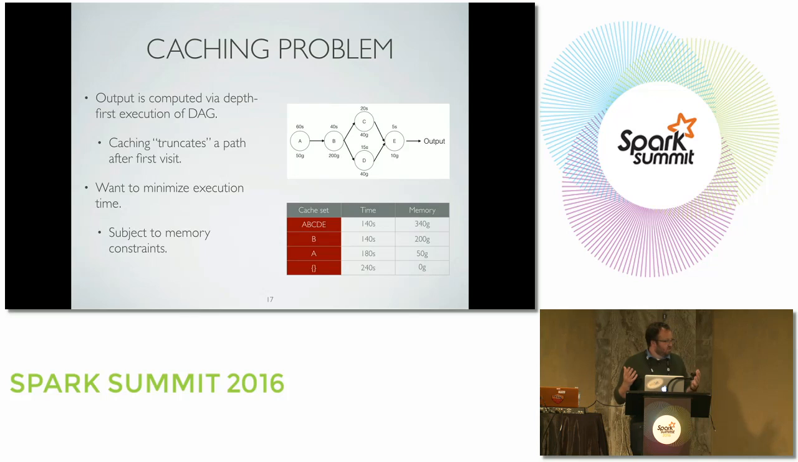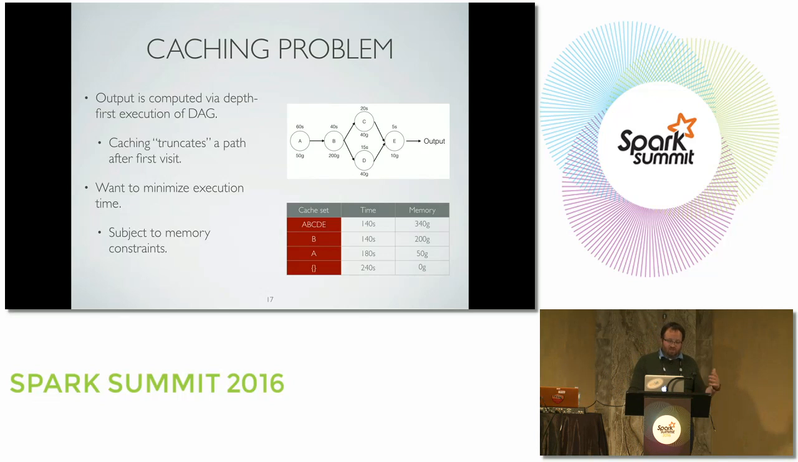I can see very clearly that if I pick a cache set where I cache everything in this graph, I can minimize my execution time down to finishing the entire pipeline in 140 seconds. That is, I cache everything, I write down everything I might ever need again, and I can minimize my total runtime because subsequent visits to those nodes aren't going to incur any runtime. But that strategy is going to be bad because it's going to require me to use the maximum amount of cluster memory possible, so 340 gigs in this case. If my cluster doesn't have that much memory, I'm out of luck.